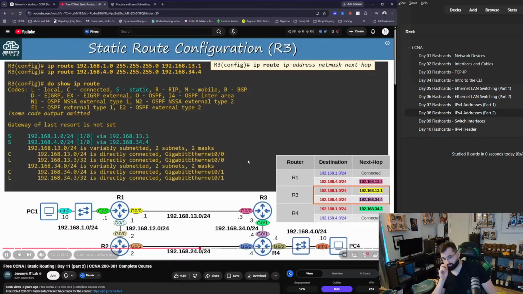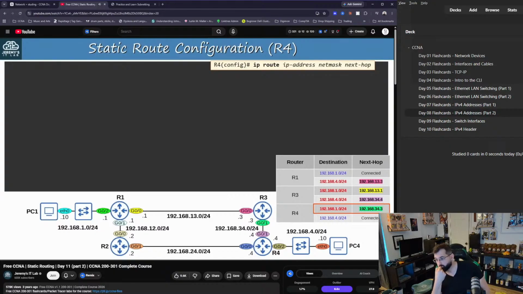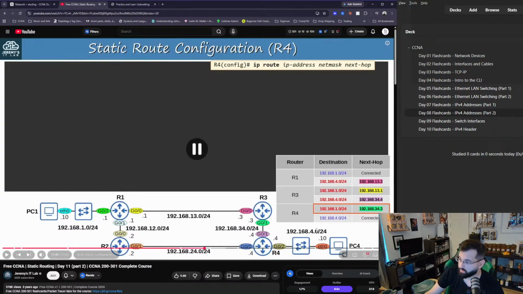And then I checked R3's routing table too. Again, you can see both routes there with their next hop IP addresses. To reach 192.168.1.0/24, send packets to R1. To reach 4.0/24, send packets to R4. And finally, let's configure R4's route to the 192.168.1.0/24 network. Again, try to pause the video and figure it out. Our destination is going to be 1.0, because that's PC1. And then our next hop is going to be 34.3.